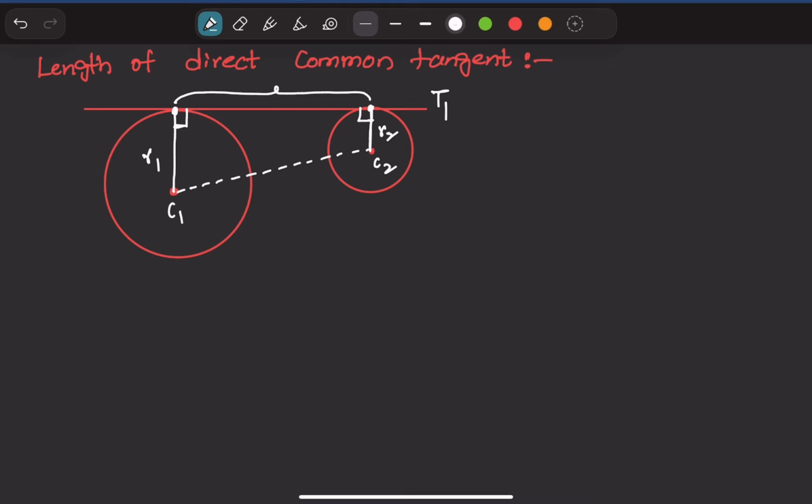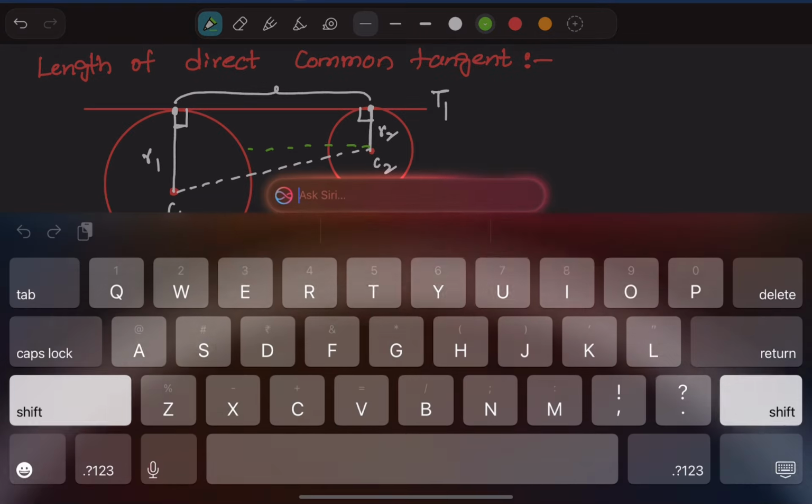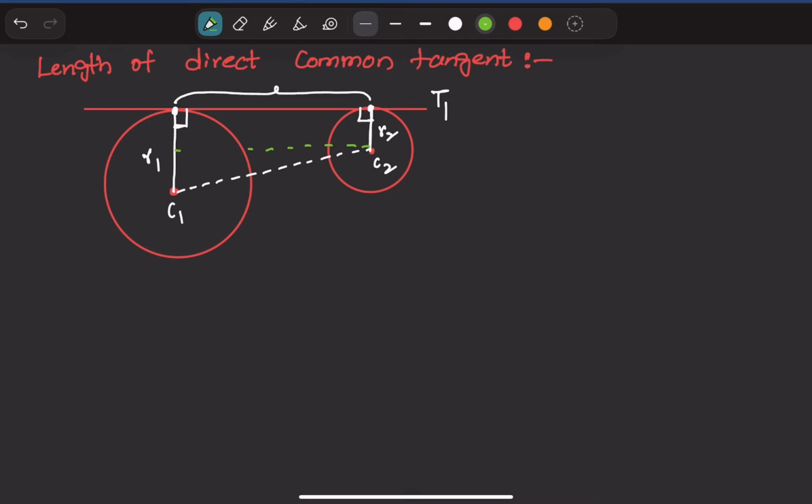Now let us join the centers C1, C2. Alright, now let's draw a line parallel to the tangent, something like this. So this is a line parallel to tangent. Now this length is equal to r2. So therefore this length is r1 minus r2. Understood? That length is r1 minus r2. So we have to find out this particular distance. This is the length of the direct common tangent. Let us say this is D.